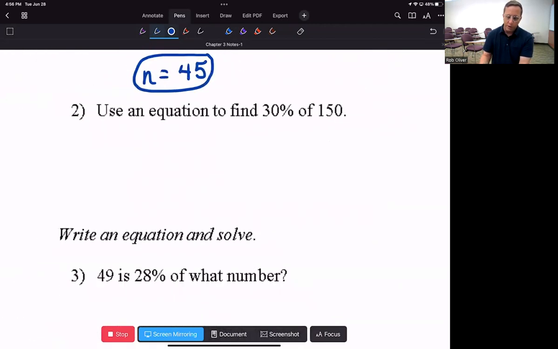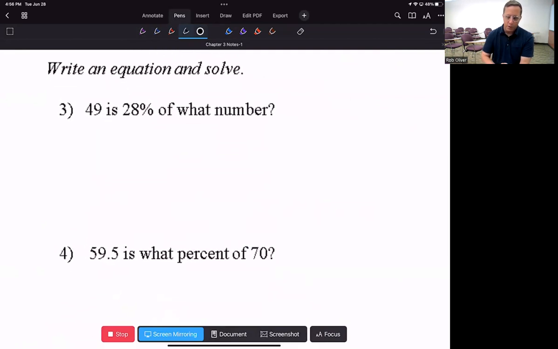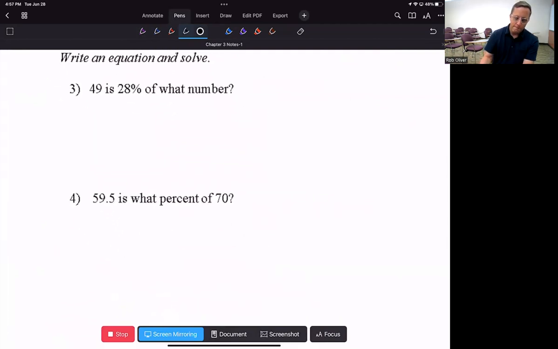Number 2, use an equation to find 30% of 150. This is basically the same problem. That's 30%, 0.3 times 150, and we don't need to do the math again. We know that's 45.